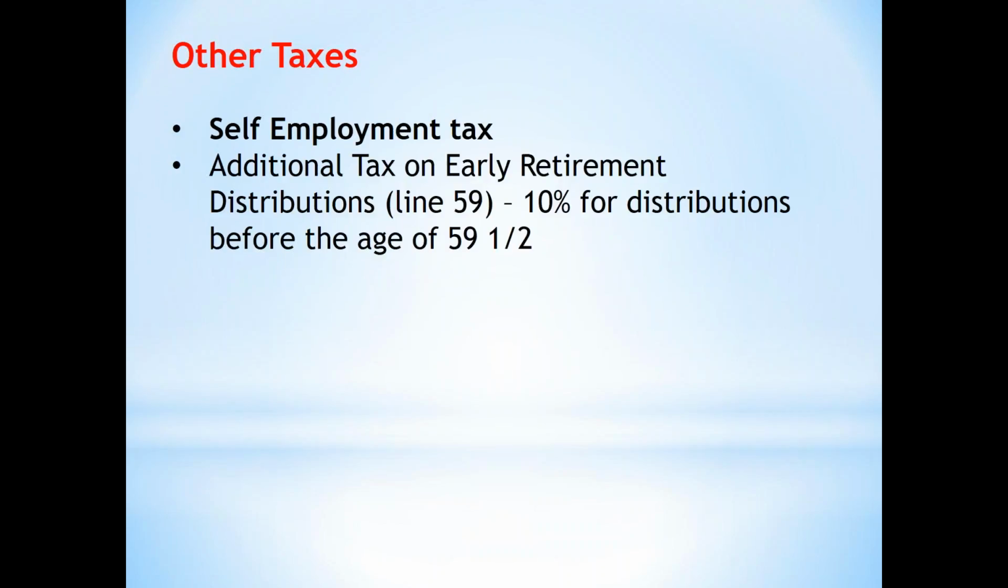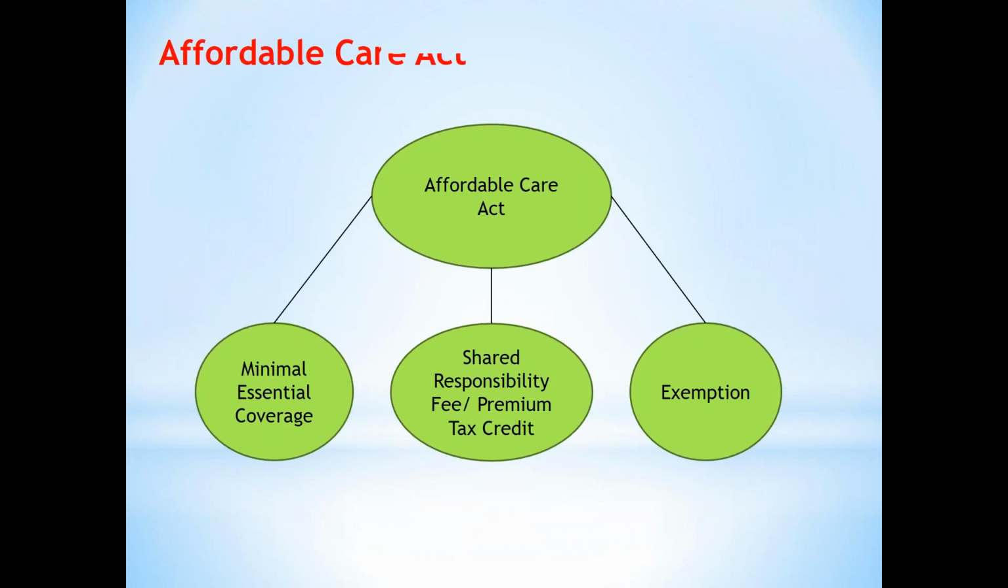So the self-employment tax is there if somebody is doing their own Schedule C for their own small business, or if there's a 1099-R and somebody has taken some sort of a retirement distribution early, then they're going to get penalized for that as well.